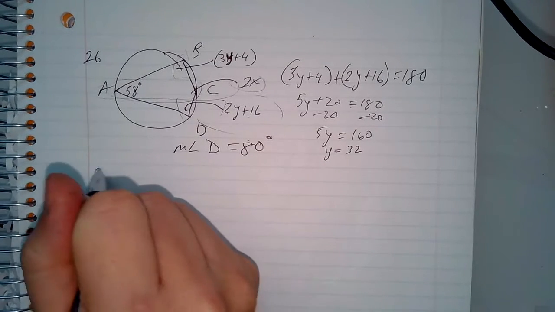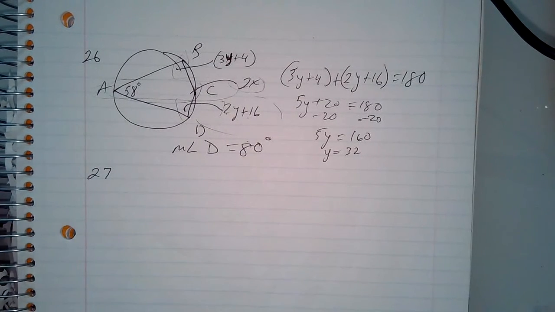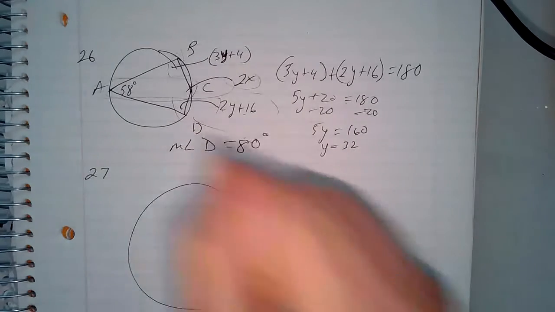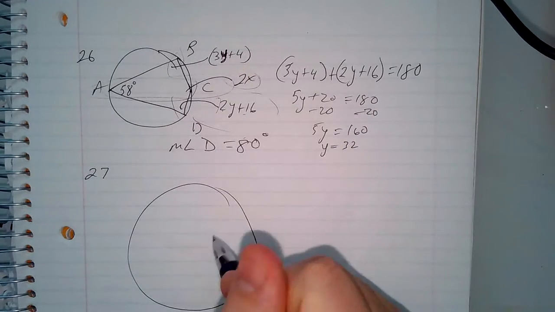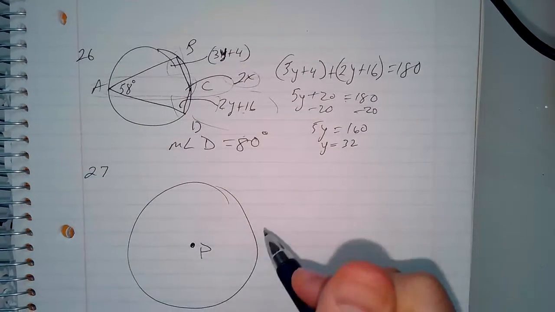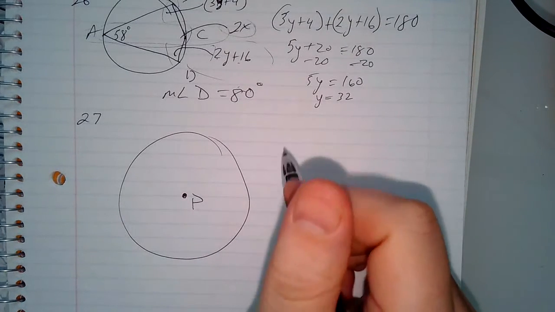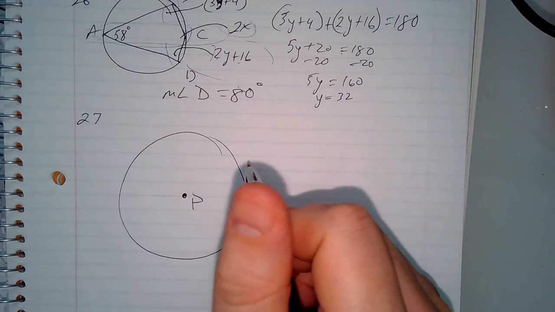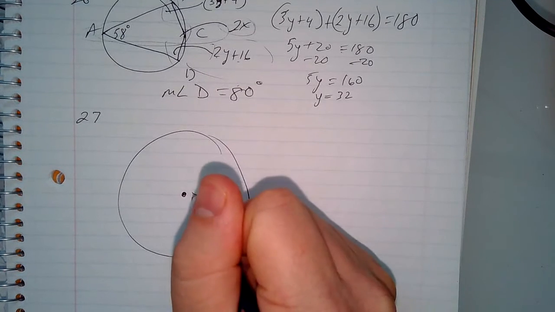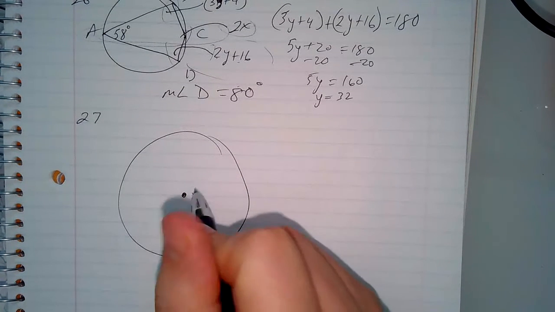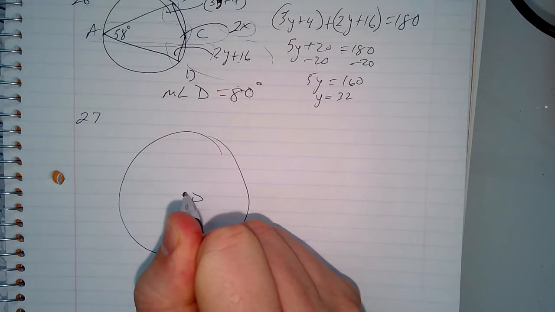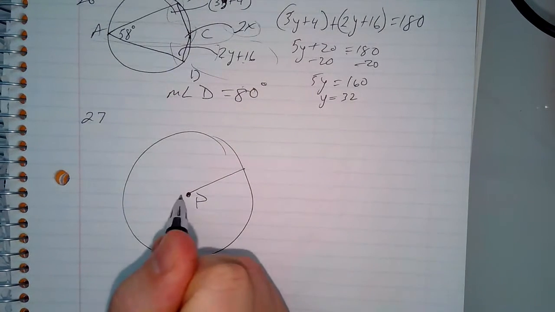Number 27. It says in circle P, and it doesn't give a picture. Cool. So in circle P, we know that PA and PB are radii, and the measure of angle BPA is 100. So we know it's not a diameter, right?